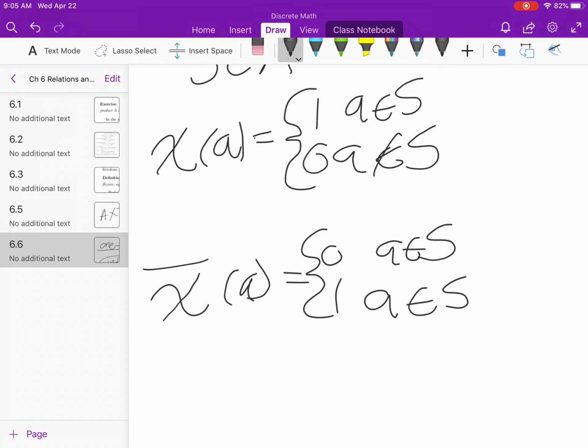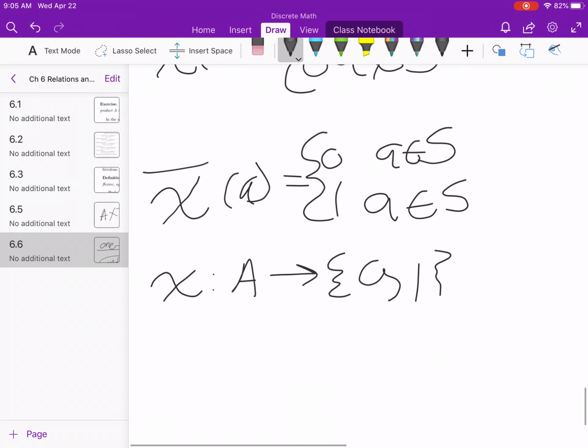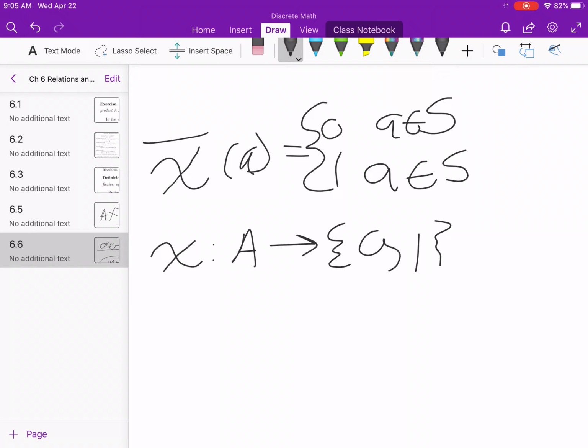So the characteristic functions are always mappings where the codomain is 0 and 1. Notice here what I'm doing is I'm defining a function, I'm calling it chi, and it's going from my set A to this set 0, 1. And if A happens to be a member of this set S, then I'll write a 1, otherwise I won't.